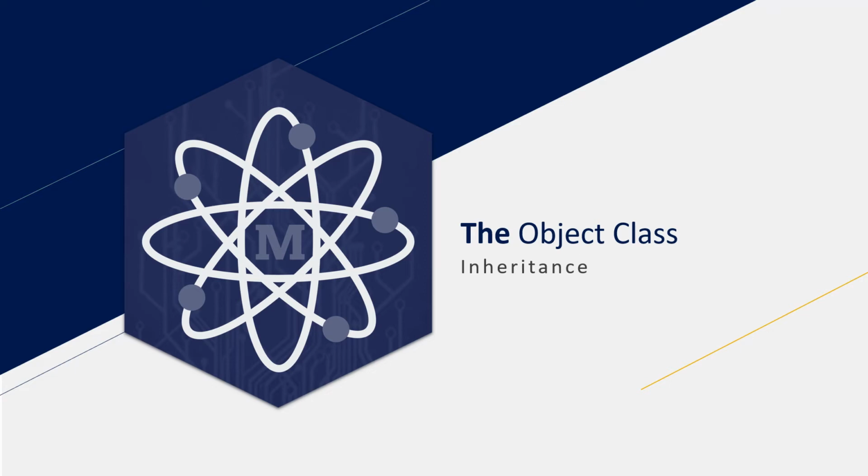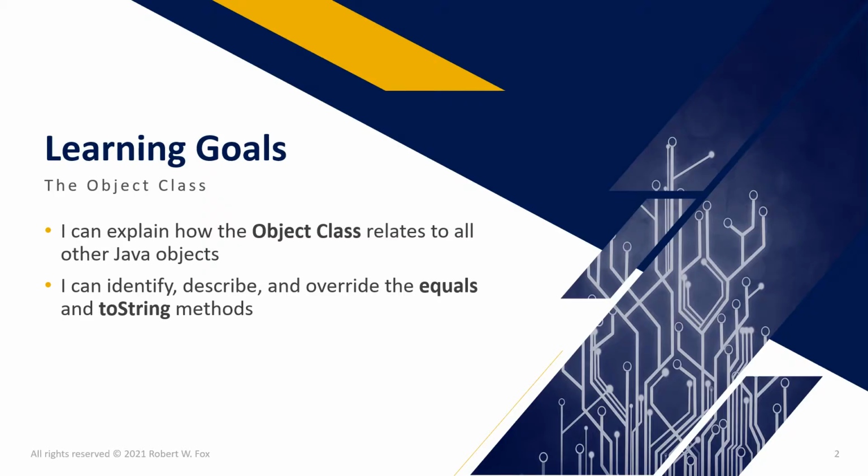Welcome. In this lesson, we are going to finish up our unit on inheritance with a look at the object class. Let's get started. We've got two learning goals for today. The first is that you can explain how the object class relates to all other Java objects. This is done with inheritance. And second, that you can identify, describe, and override the equals and toString methods.